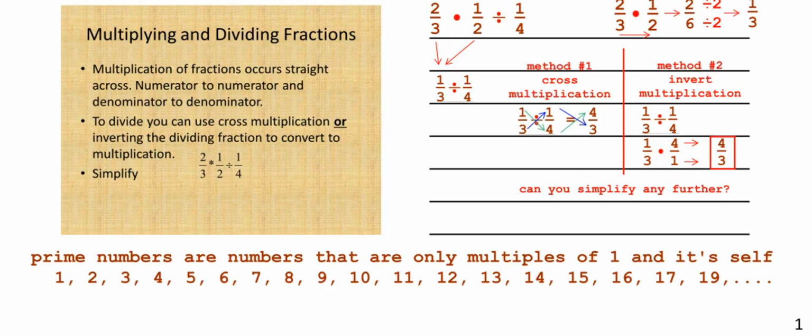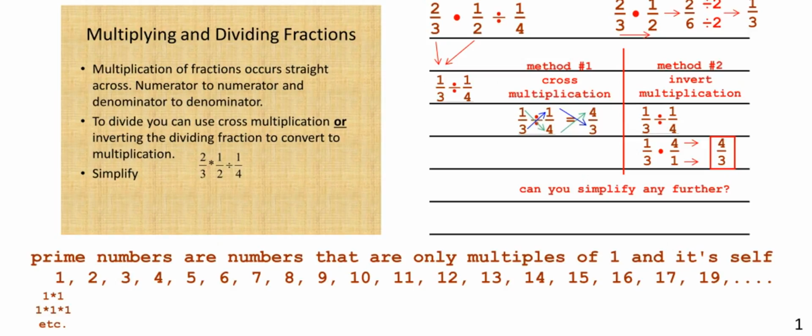Here's a list of numbers. 1, 2, 3, 4, 5, 6, 7, 8, 9, 10, 11, 12, 13, 14, 15, 16, 17. Whoops, missed the 18. But it should be included there if you want to. 19, etc. So on and so forth. Quick check. Let's find out which ones are prime numbers and which ones are not prime numbers.